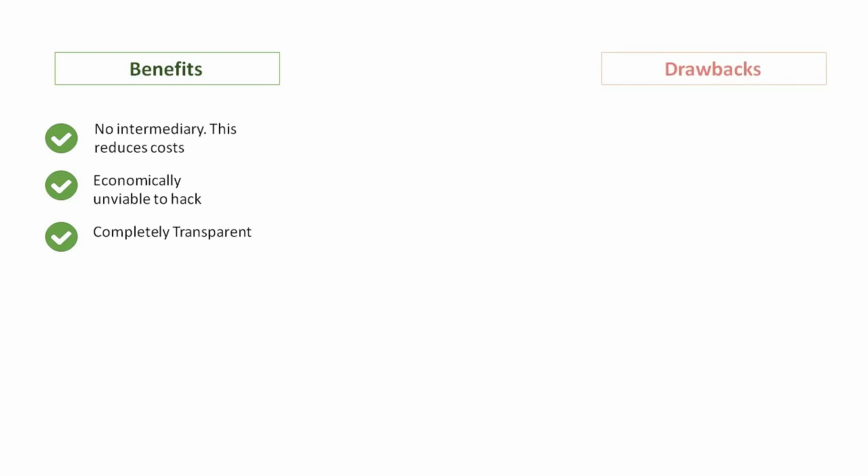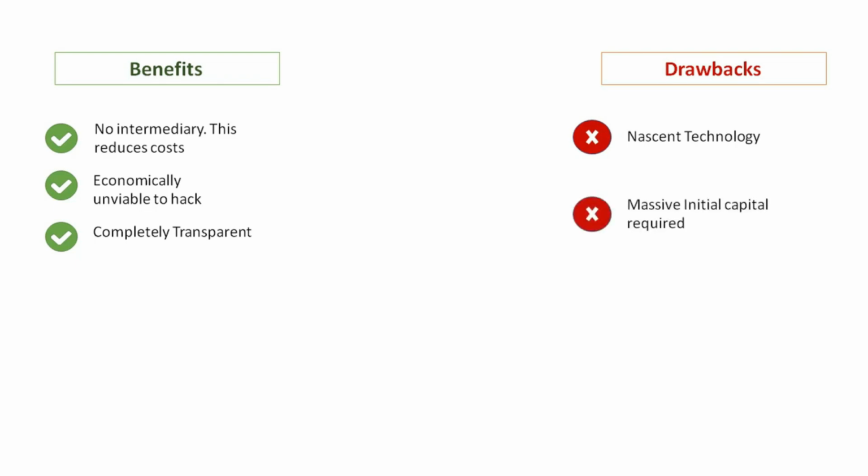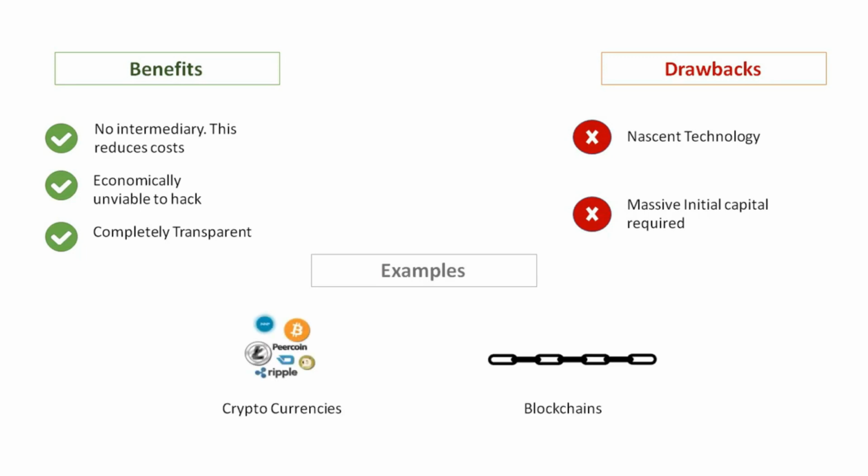There are a few drawbacks, however. These include the fact that these systems are still new and the technology is still nascent. It will still take a lot of time to stabilize. And they require a massive capital investment to set up. There will be economies of scale as time goes on, but to start the system, it is very expensive. A few examples of these are cryptocurrencies and blockchain networks.